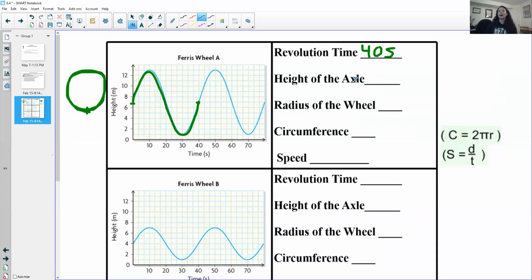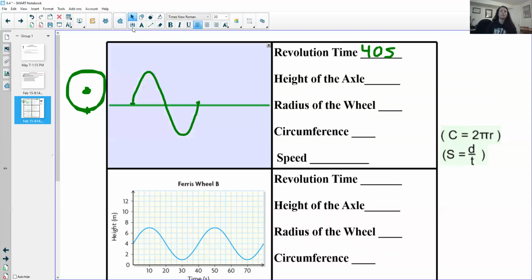Okay. The height of the axle, so that would be the center point of your Ferris wheel. So the axle would be right in the middle. There could be something built up for you to get on it, which is why we're starting here. But really what they're looking for is the center. That would be your equation of the axis. So we're looking for this line right in the middle. I didn't quite draw it in the right spot, but you get the idea of what's happening.